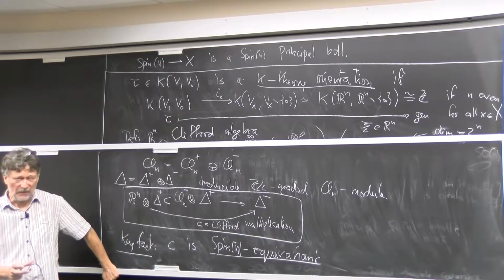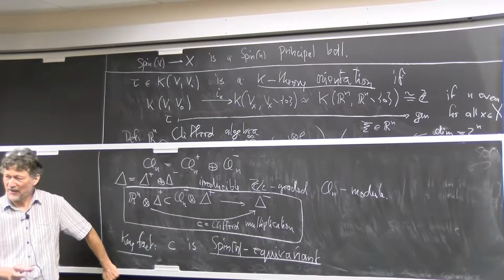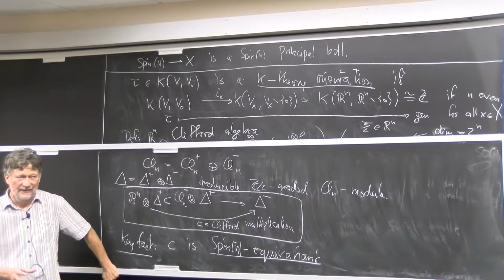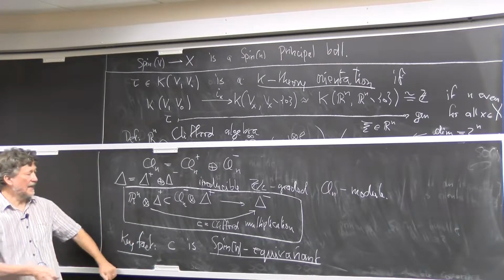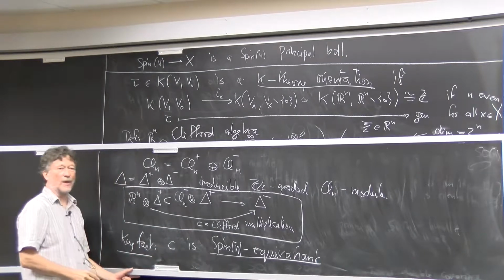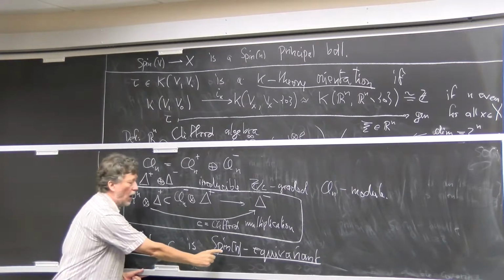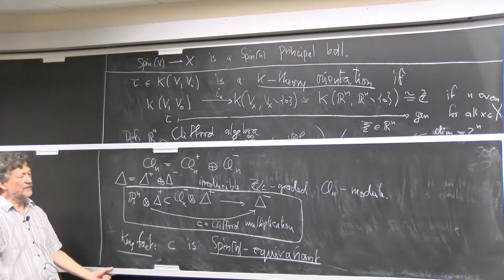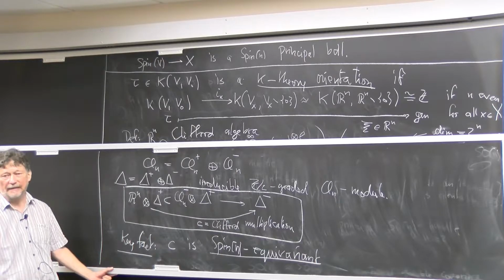So that was probably quite a package. Any questions on that? So you're saying allow Spin(n) to act simultaneously on R^n and Delta? Yes, I allow it to act on all of those things in the prescribed way, and then I'm saying that the whole map, this Clifford multiplication, is Spin(n) equivariant.